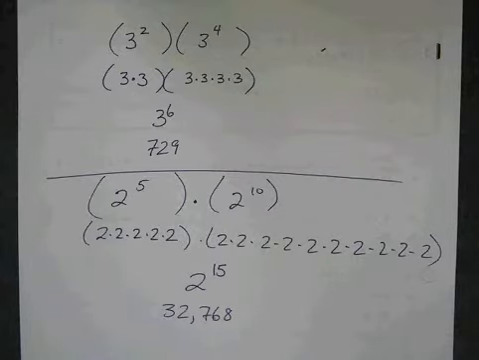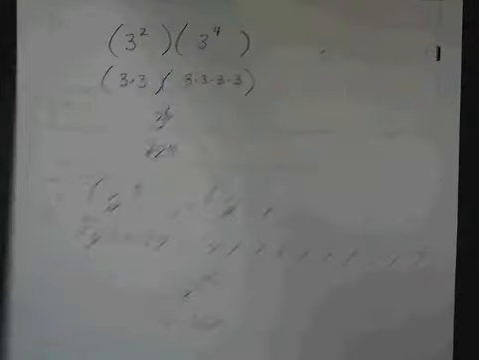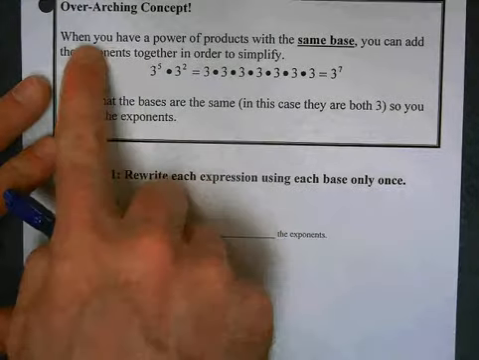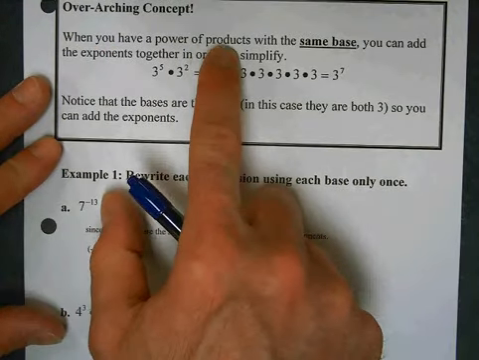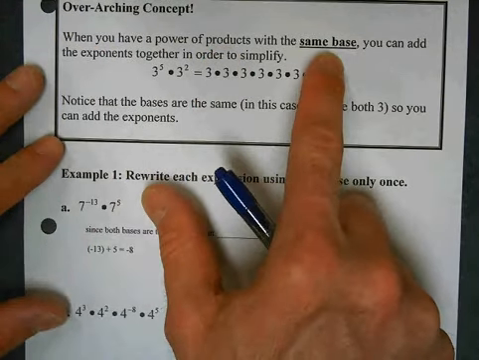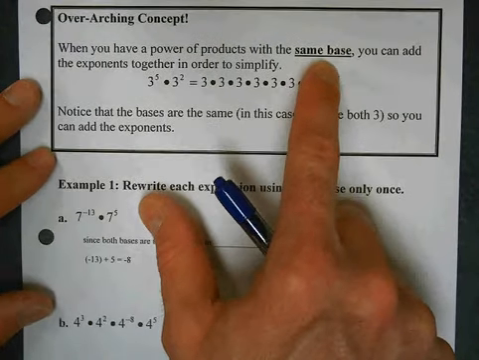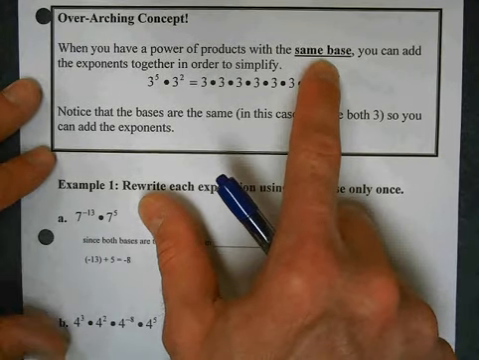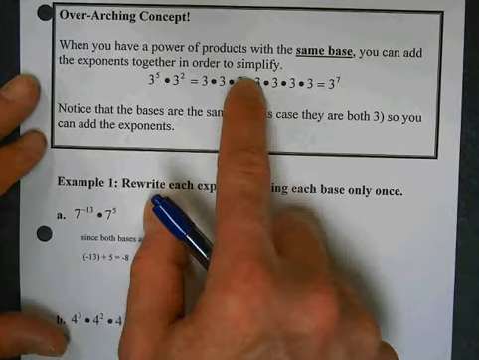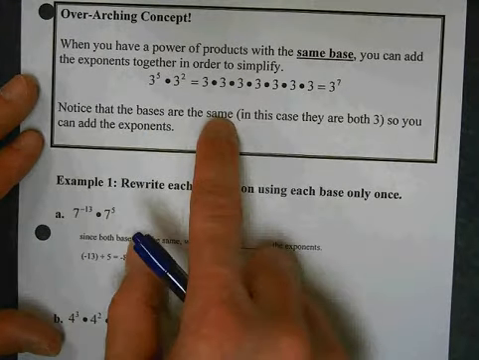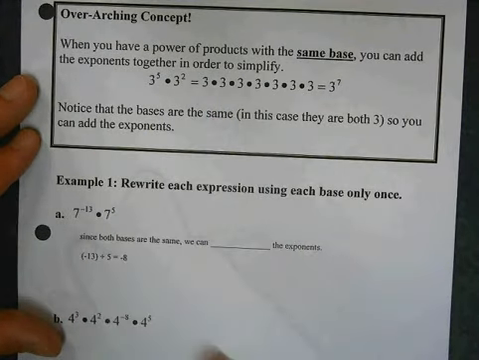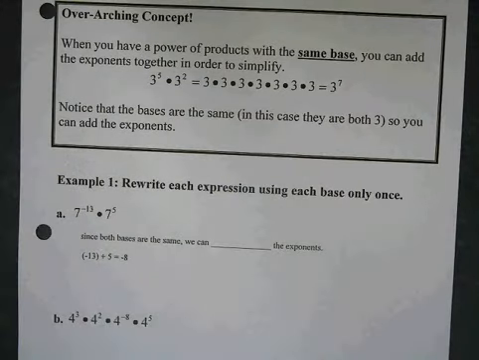All right, so let's slide over, let's look at our notes, and let's see if what our setup makes sense. When you have a problem of product of powers with the same base, notice it's underlined, it's bolded. Do you think I want to emphasize that? Yes. You can add the exponents together. Notice the bases are the same, so you can add the exponents. So let's do this. This is a really straightforward lesson.